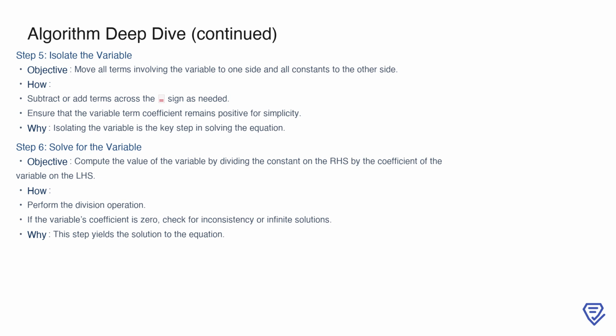If the coefficient turns out to be 0, we need to assess whether the equation has no solution or infinite solutions based on the remaining terms. This step is where we finally determine the value of the variable or identify any inconsistencies.